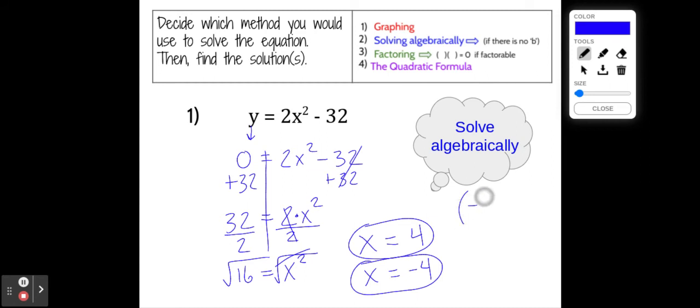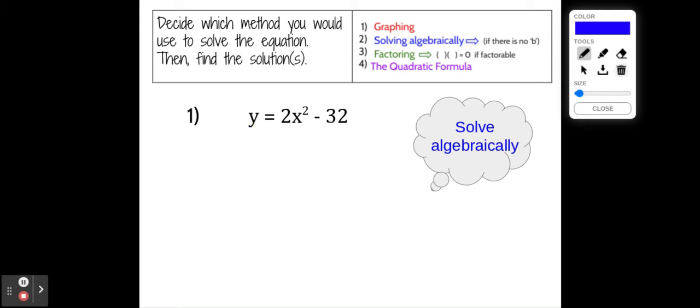And remember that those are ordered pairs, which the parabola is going to touch along the x-axis. So I could write them as an ordered pair. I could also use the notation of positive and negative 4 like this. That works too. Lots of ways to write that. But we would use algebra because there's no b value. That would be the quickest way.